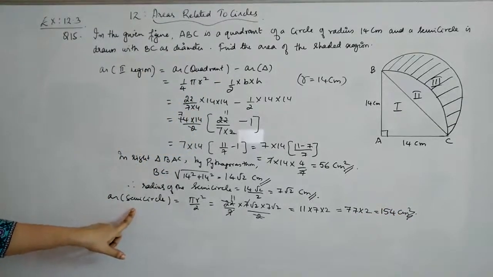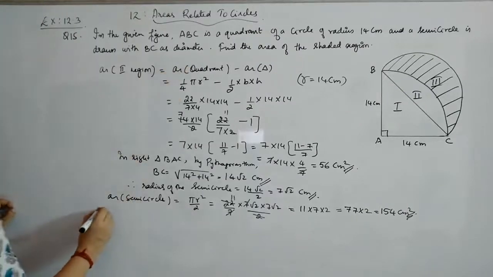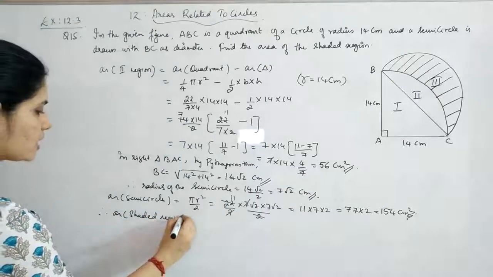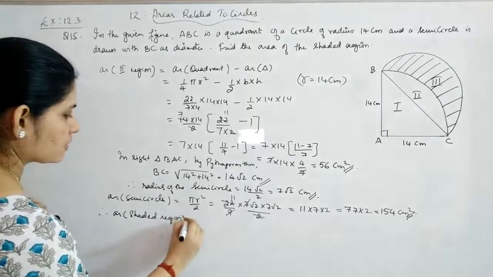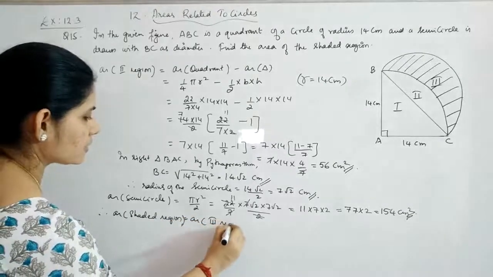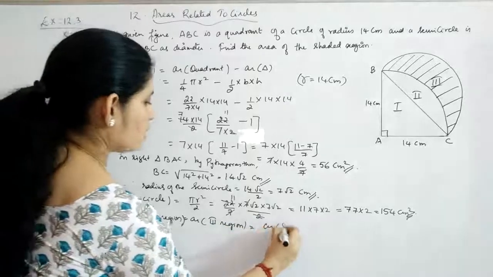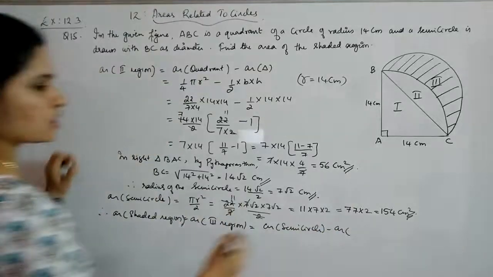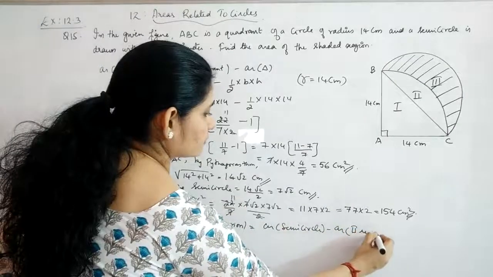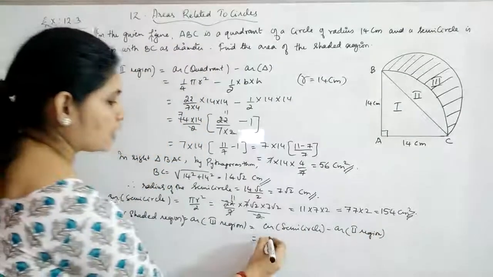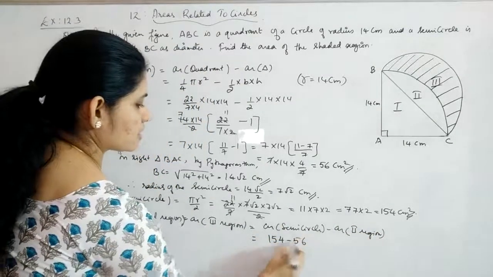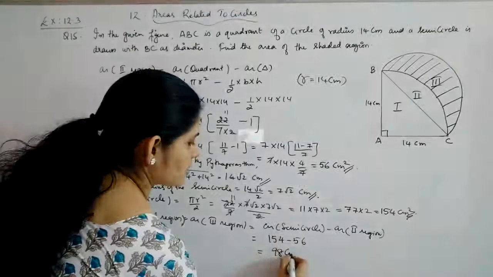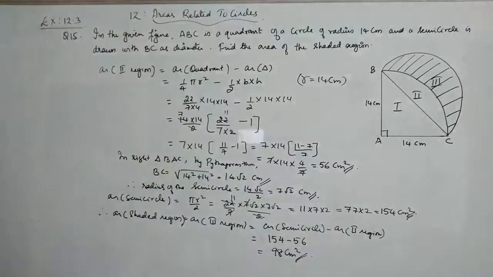Now what you need is the area of the third region, or the shaded region. Therefore, area of the shaded region, or you can say, area of the third region is equal to area of the semicircle minus area of the second region, and this will give you 154 minus 56. 154 minus 56 is giving you 98 centimeter squares. So this is the area of the shaded region. Okay.